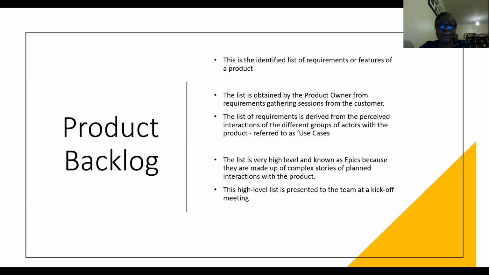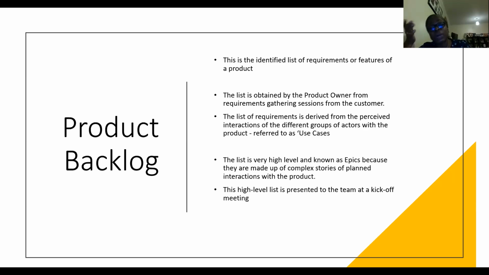So this comes from the product backlog, obviously. So that's why I started from there. The product backlog is the identified list of requirements or features of a product. And the list is obtained by the product owner from requirements gathering sessions from customer.